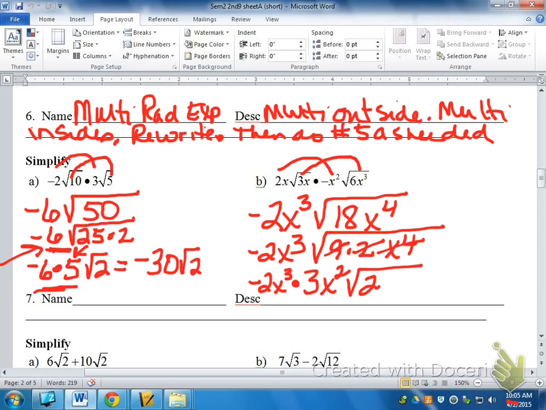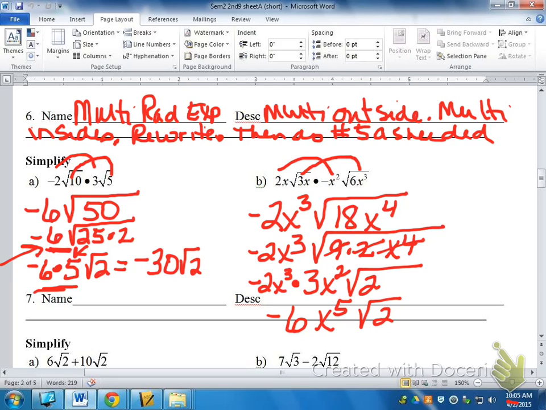So really all that's left under the radical sign is a 2. And now this stuff outside, we've got to multiply it together. Negative 2 times 3, negative 6. And x to the third times x to the second, what would that end up with? X to the fifth. Negative 6, x to the fifth times radical 2. Okay, questions about that? You'll get the hang of this. It's just new stuff.